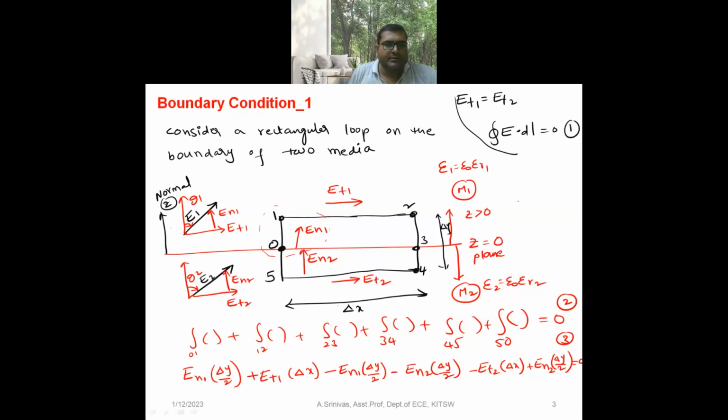And as delta y tends to 0, the rectangular loop becomes the boundary, and the terms associated with delta y will be equal to 0, and the remaining terms are ET1 delta x minus ET2 delta x is equal to 0. Let us continue our discussion in the next slide.